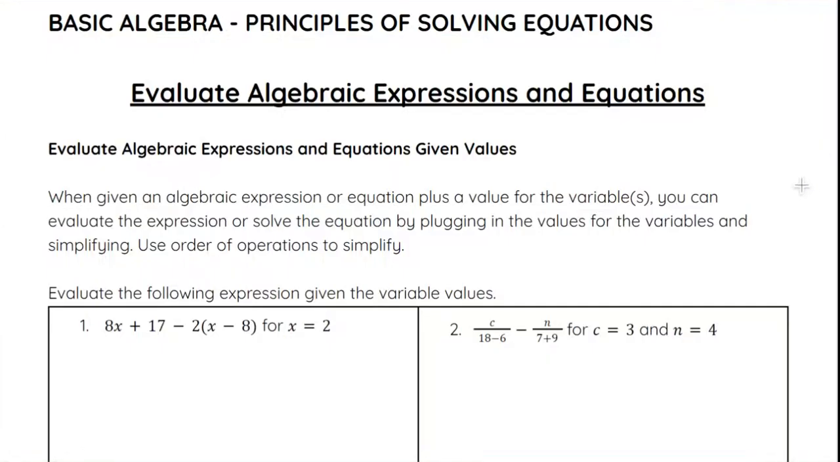Hey there, in this video we are going to look at how we evaluate algebraic expressions and equations. So when we are given an algebraic expression or equation plus a value for the variable or variables, we can evaluate that expression or solve that equation by plugging in the values for the variables and simplifying. And we'll use order of operations when we have it plugged in and we are ready to simplify.